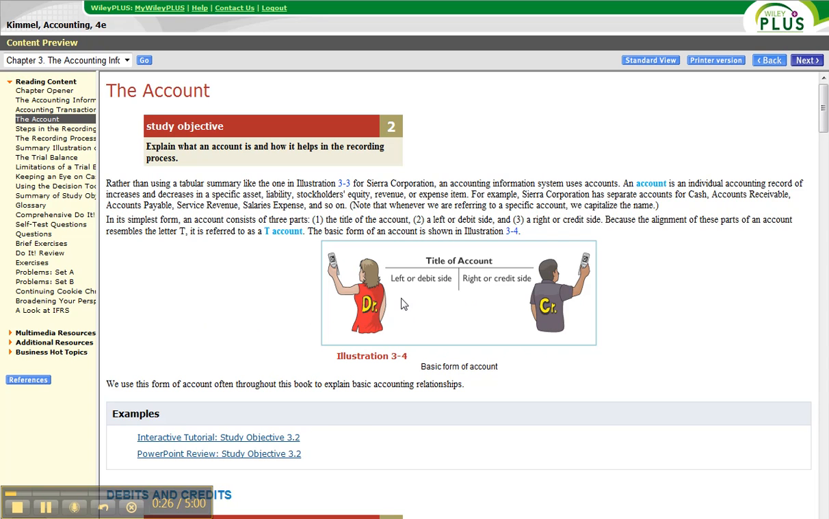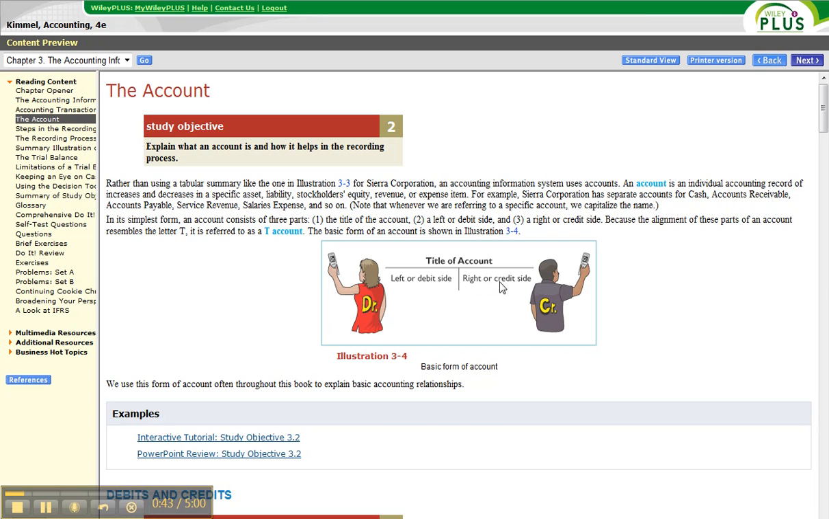The account kind of looks like this. It's got a title, so cash or accounts receivable or equipment or revenue, wages expense. All of those things would be titles of individual accounts. And then there's a left side called the debit side and a right side called the credit side.